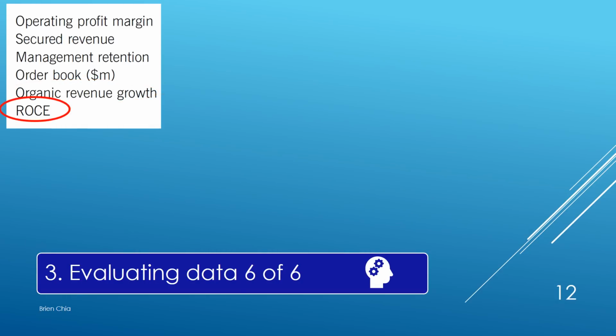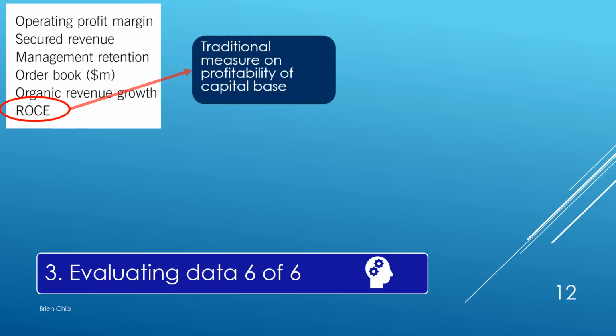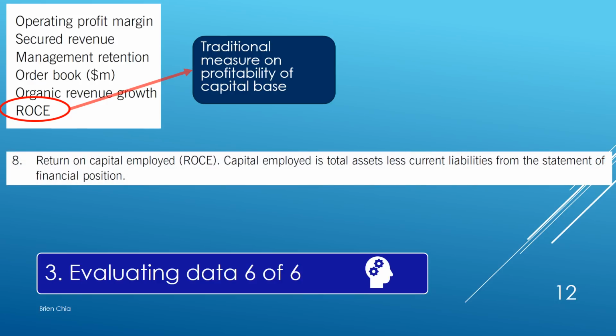Finally, we have ROCE, which is a pretty standard, commonly used performance measure. It measures the efficiency of generating profit from your capital base. And this is relevant to note 8. They've given you the formula. Capital employed is the total assets less current liabilities. It's a very standard formula, but we have to pay attention to something.